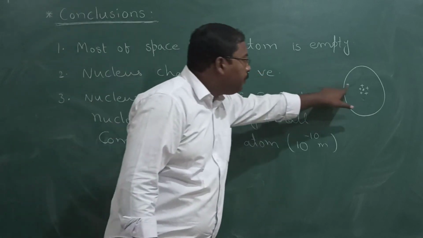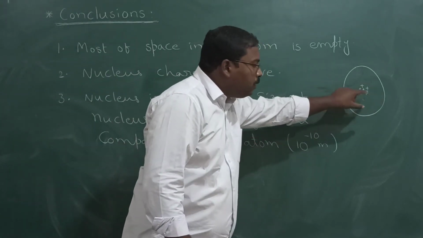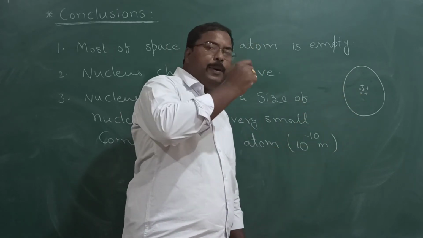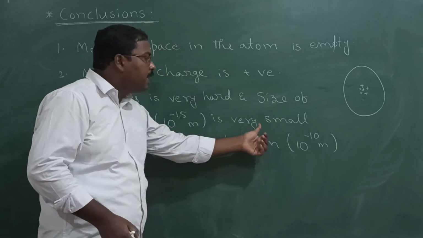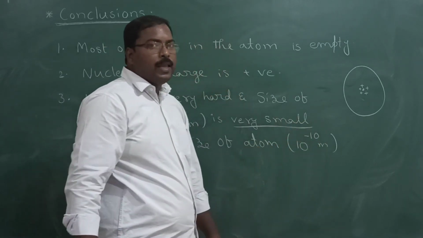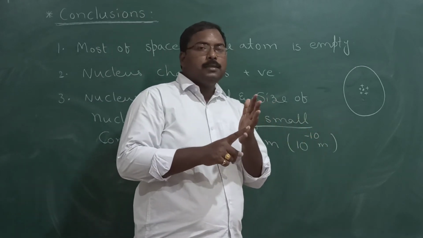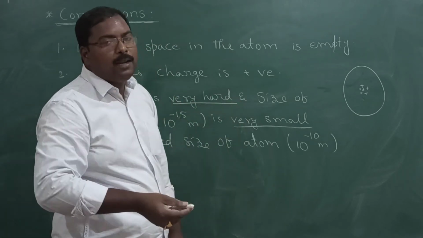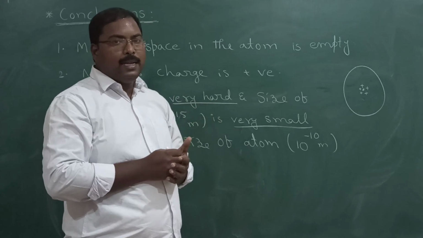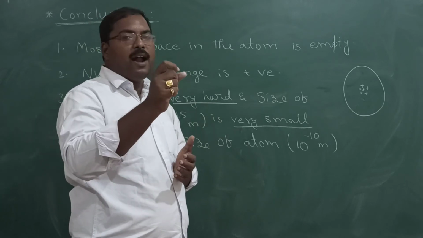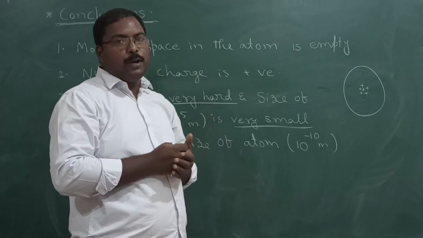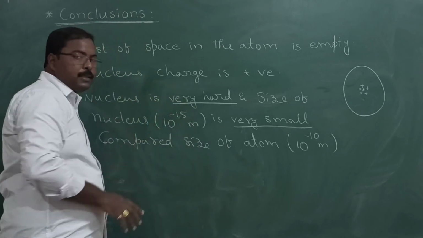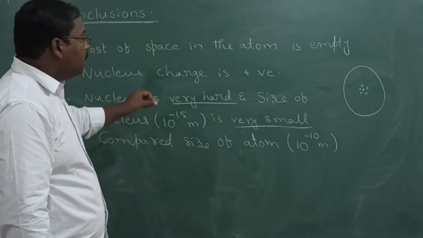Most of the space in the atom is empty. When most of the space is empty, a very small space is occupied by the nucleus. That is why the size of the nucleus is very small, and it contains protons as well as neutrons. That is why the whole mass of the atom is located at the center. That is why the nucleus is very hard, and particles cannot pass through it. They bounce back. Okay? So these are the main points. Got it?